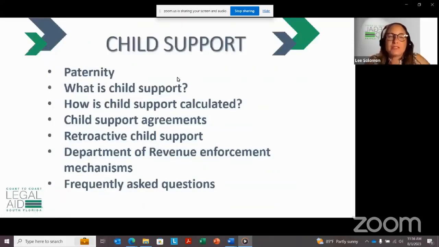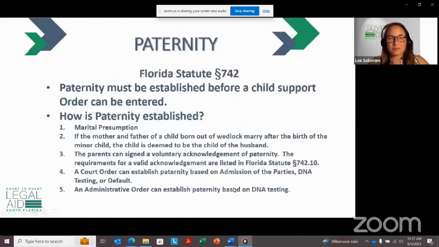So for today's presentation, we're going to start off with some information about paternity. Then we'll talk about what is child support, how child support is calculated, child support agreements, retroactive child support, Department of Revenue enforcement mechanisms, and frequently asked questions that we get here at Coast to Coast.